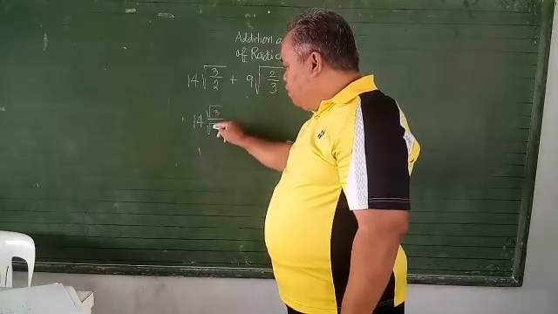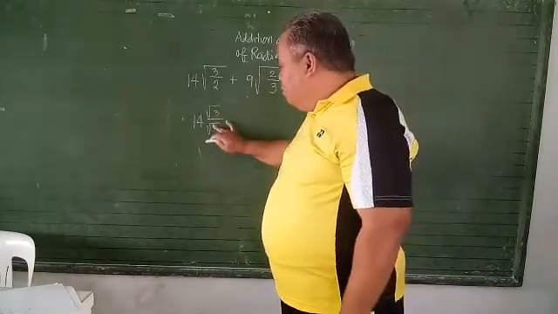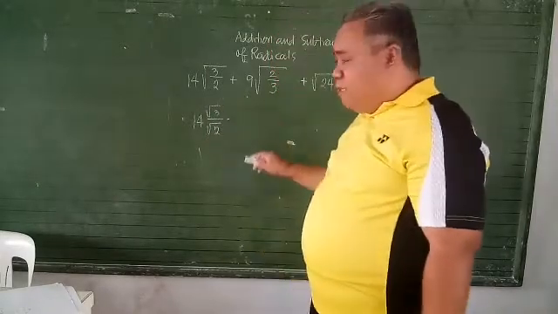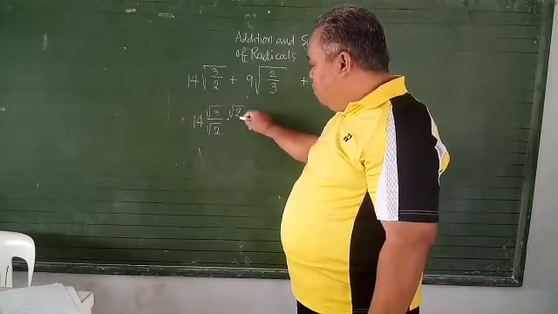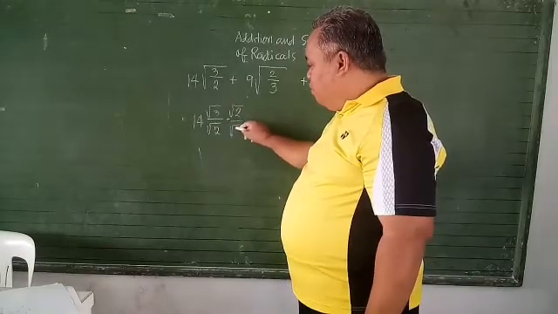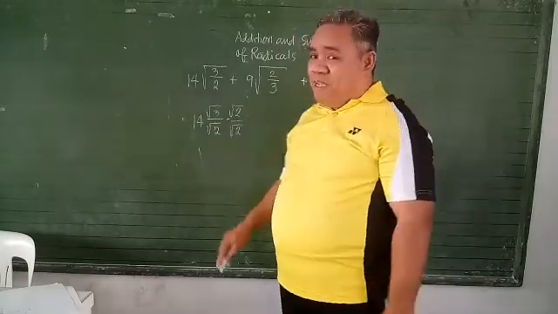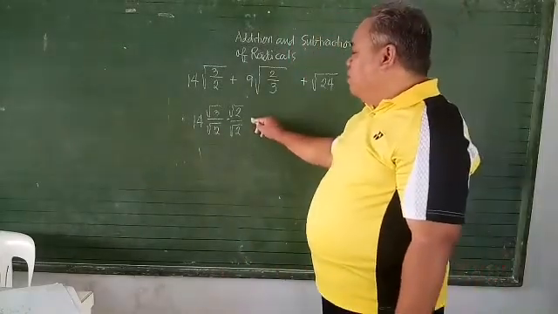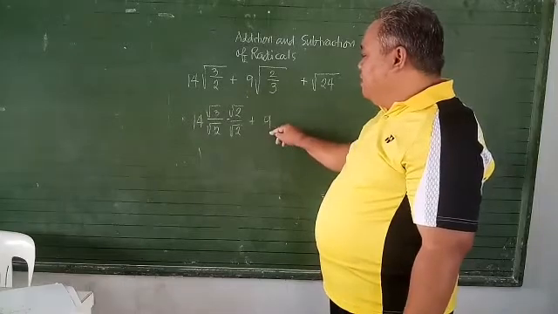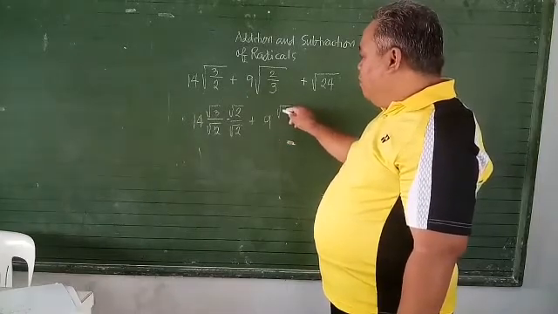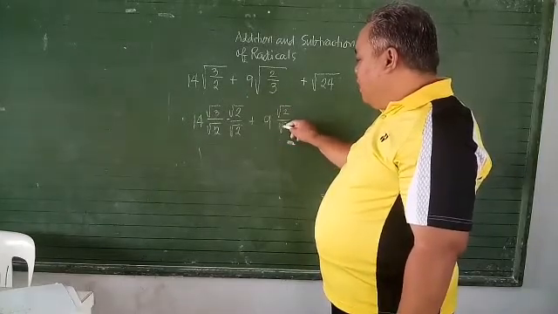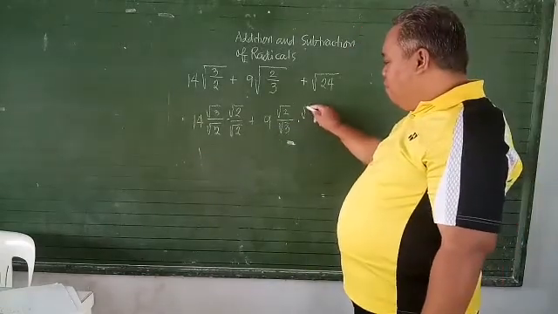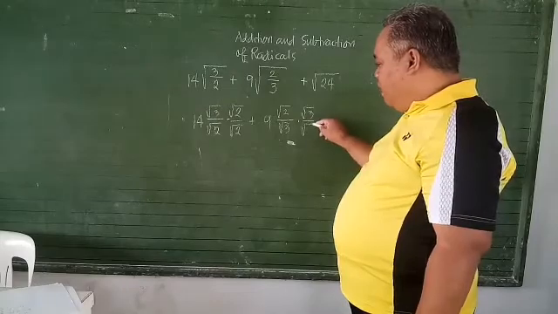So rationalizing, so we're going to multiply this radical expression by square root of 2. Bakit square root of 2? Kasi pag multiply natin yan, magiging perfect square sa ilalim yan, so ma-cancel natin siya. So plus this is 9, then square root of 2 over square root of 3. So what will be the best number to multiply here? That is square root of 3 over square root of 3.